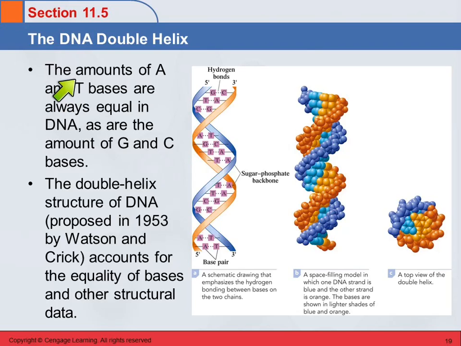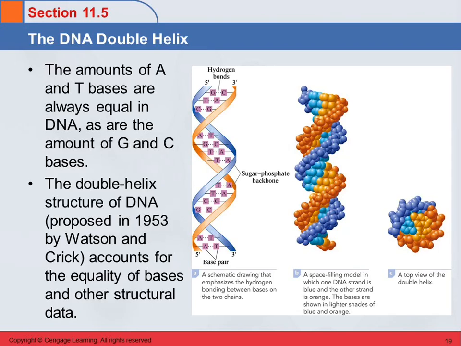We always had equal amounts of A and T, and that's, like, wow, different species, didn't matter. And there were also equal amounts of G and C bases. So back in 1953, Watson and Crick proposed the now famous double helix structure, which was found to be correct. And this accounts for the equality of bases and also for some other structural data.